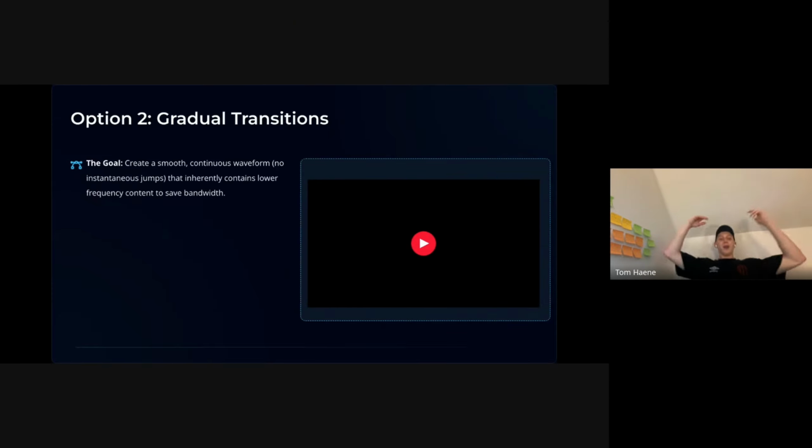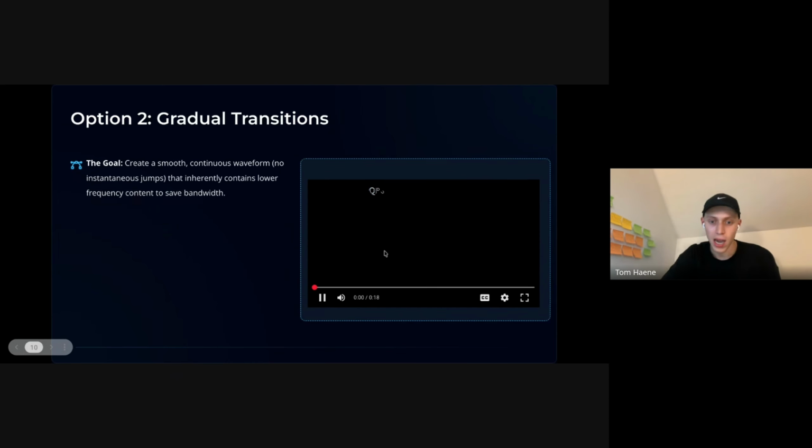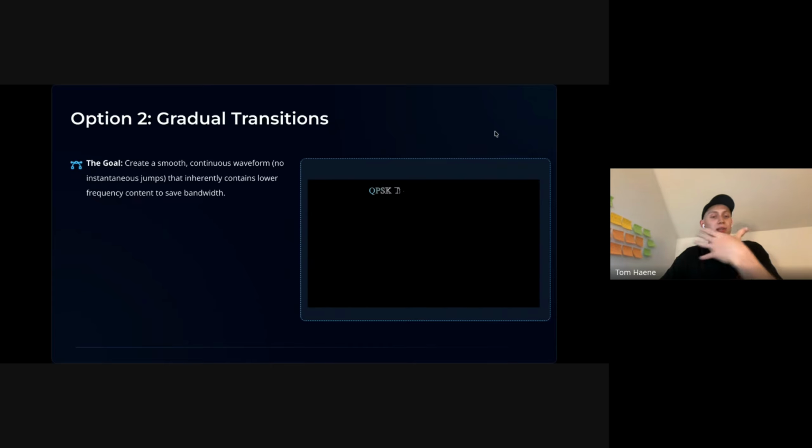So the obvious solution here is just, hey, Tom, just transition gradually. Why do you have to swap from one amplitude to the next one instantly? Why do you have to have that jump? Why can't you just go from amplitude of 2 to amplitude of 1 smoothly, and kind of vary up and down? And that's the right answer. That's literally the solution here.